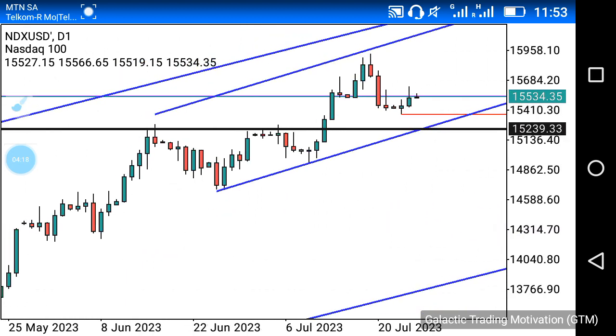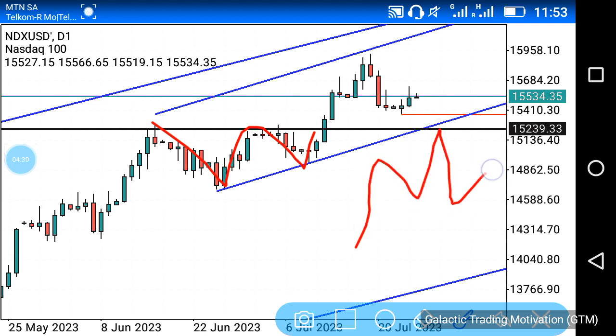What else do we see? Another thing that I see that is also very much interesting or important is that as much as we have this structure, which is a W formation or a double bottom, we also have what seems to be a head and shoulders pattern here, right? With this side being the left shoulder, this being the head, and this being the right shoulder.